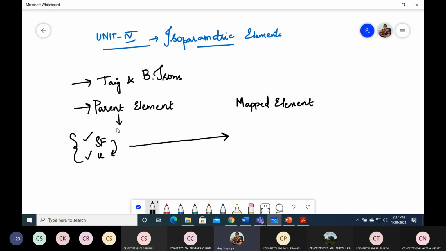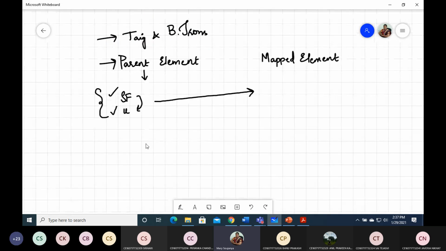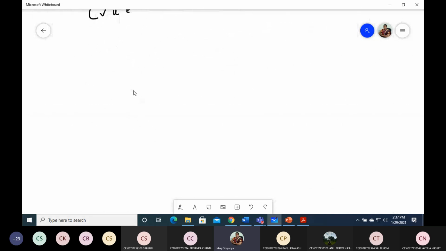Please note down a point, then we can continue with the topic. The shape functions are used for defining deflection at any point in terms of nodal displacements.